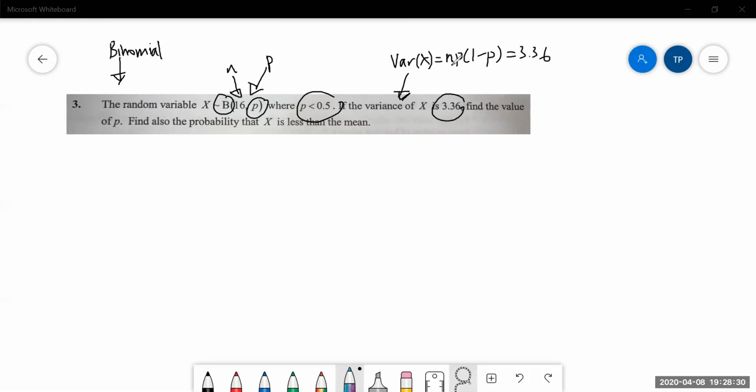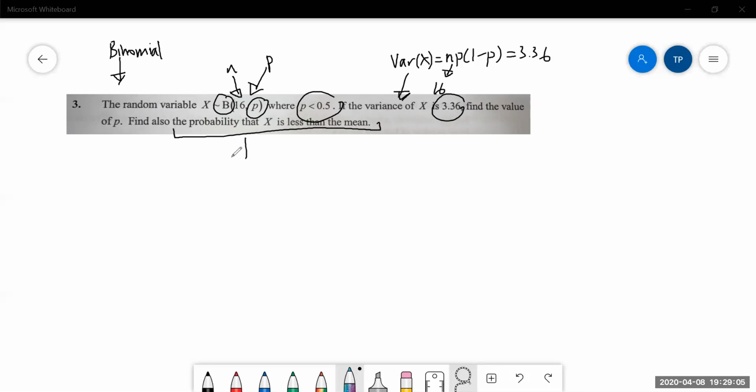And we know that the value of n is 16. So can you find p? Yes, you can. Then for the second part, find the probability that x is less than the mean.